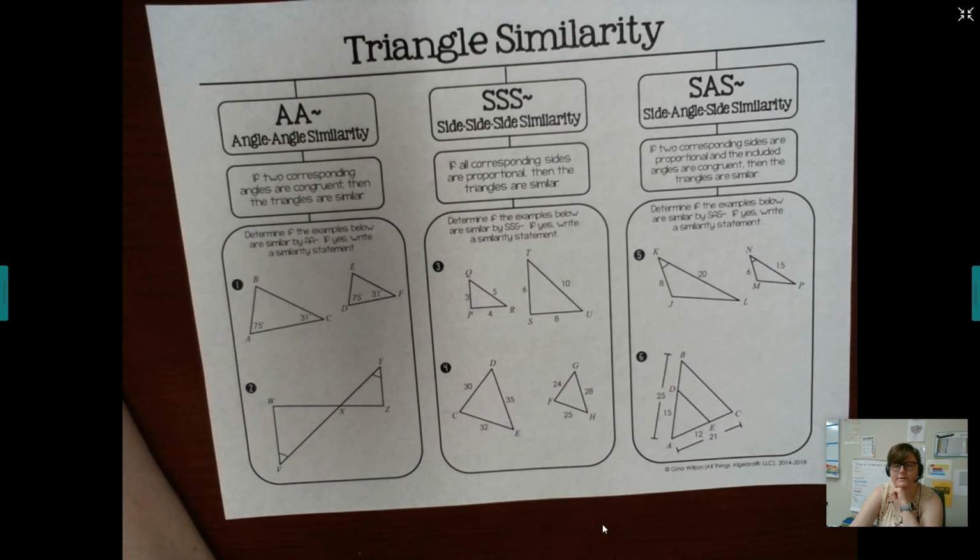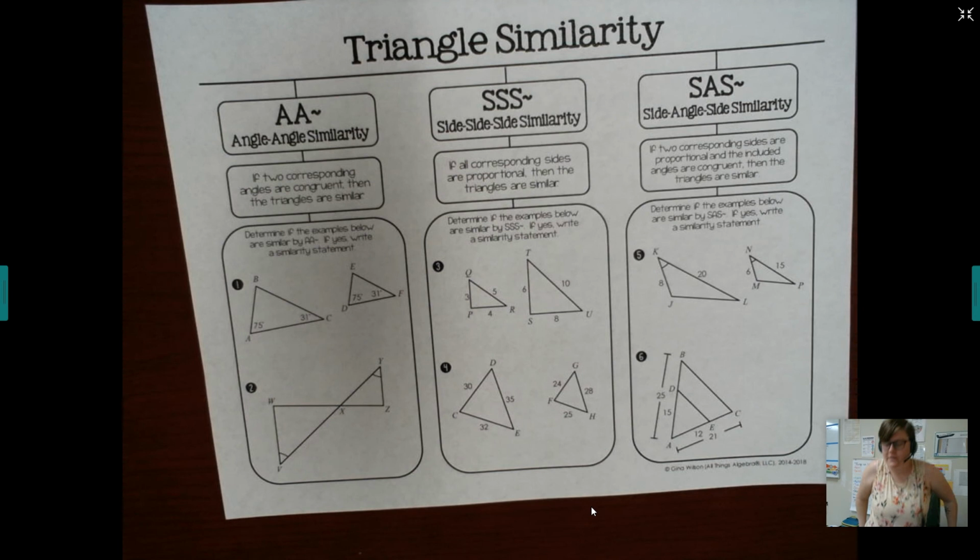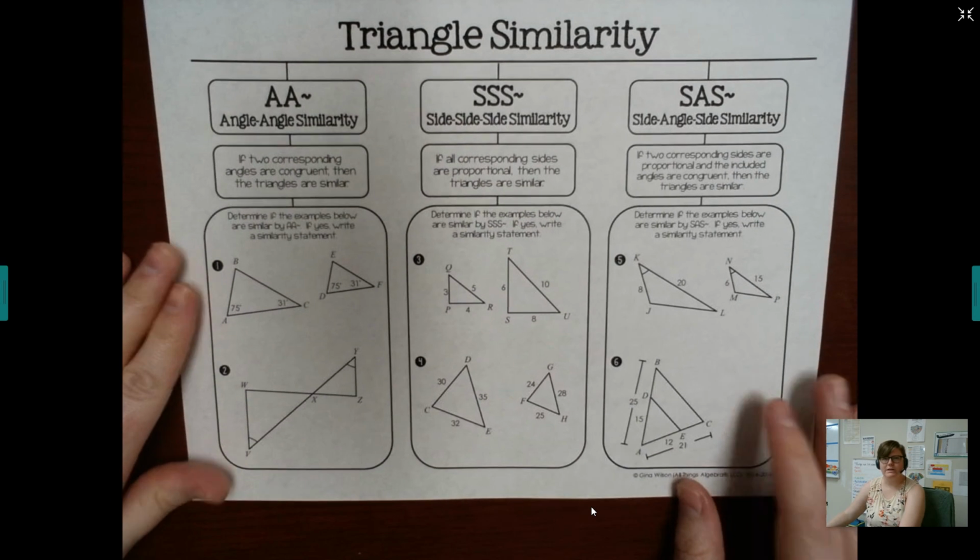All right, hello. Today we're going to look at some triangle similarity information. We're going to be talking about the shortcuts that you can use to prove two triangles are similar. And there are only 3 for similarity. Remember, there were 4 for congruence, but similarity is a little bit less strict, so we only have 3 that we need to worry about.